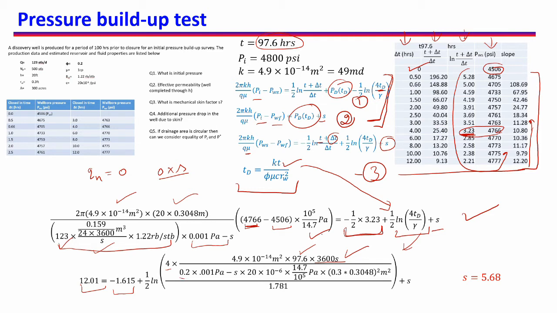Now 5 mu C, which is the compressibility, and RW square. So R is given in feet, again I have converted into meter, and R square, so it will be meter square, divided by 4 Td by gamma. Gamma is 1.781, which is a constant. So now if we solve this, we get skin factor of 5.68, and I think in LP-DEC you will see it was 6. So here we have not used any constant, anything.